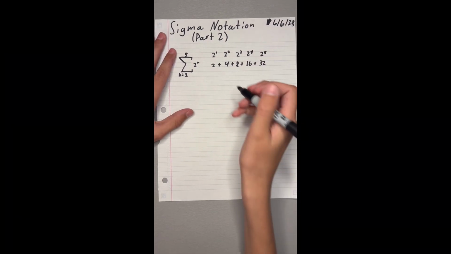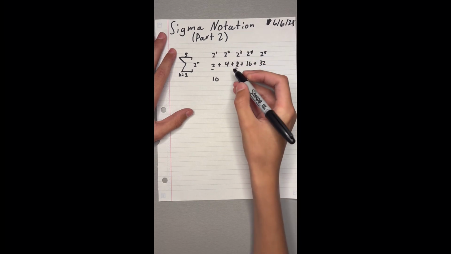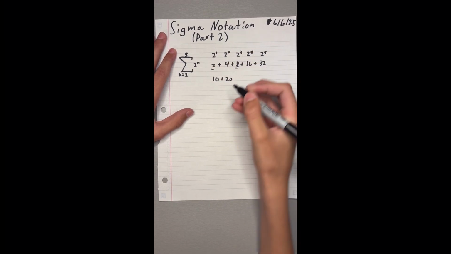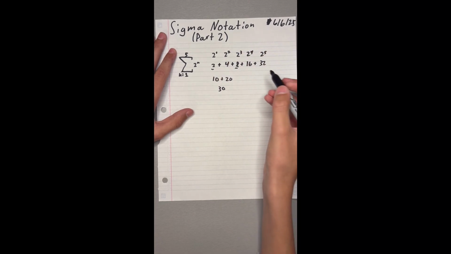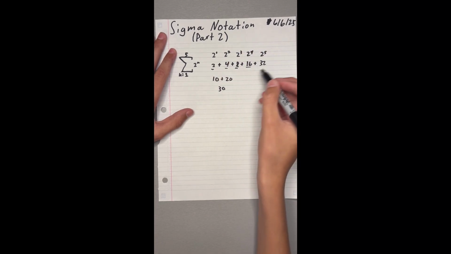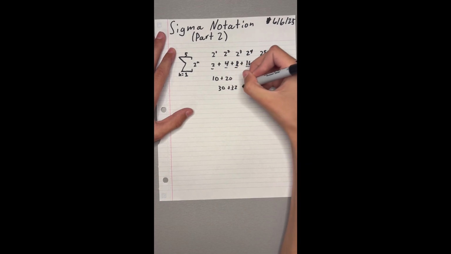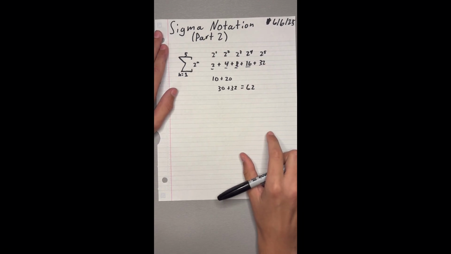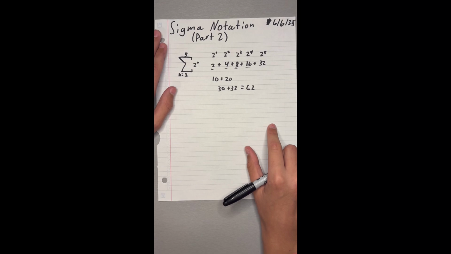Now, let's add these. 2 plus 8 is 10, and 4 plus 16 is 20. 10 plus 20 is 30, and then we can do 30 plus 32, and we get 62. Our answer to this expression is 62.